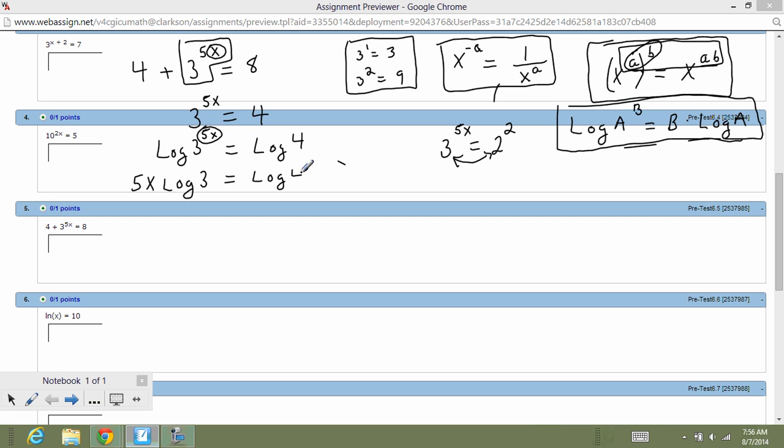And then we have 5 times x times log 3. And so can you tell what x is going to be equal to? It's going to be equal to log 4 divided by 5 log 3, right? How do you solve your exponent problems? You don't. You turn them into multiplication problems and use division to solve them.